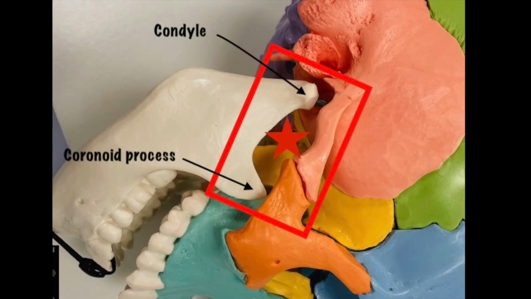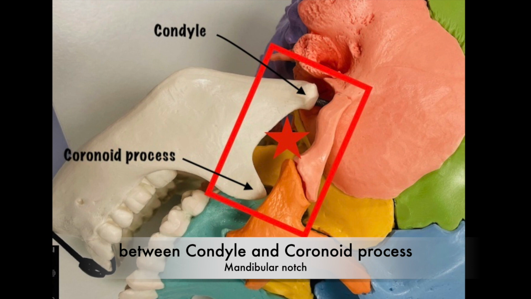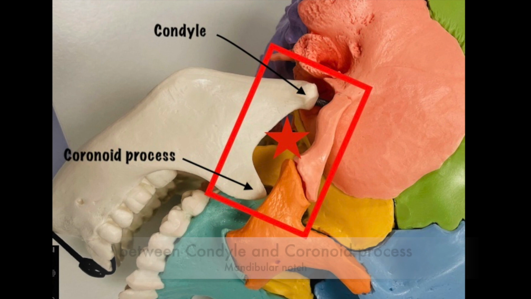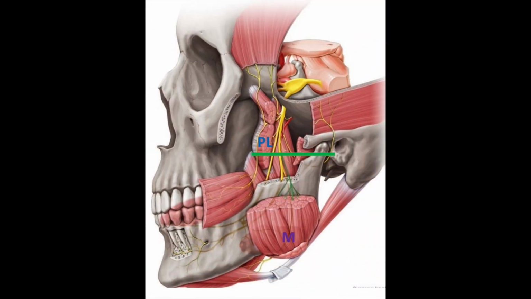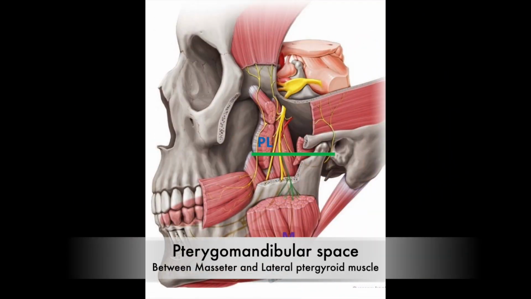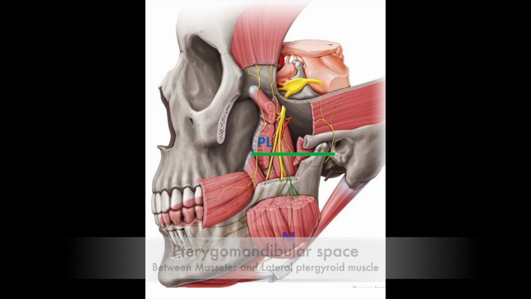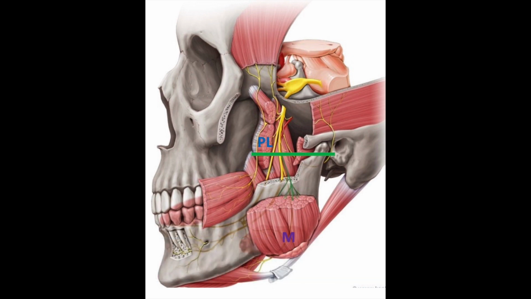The approach to V3 is through the mandibular notch, located between the coronoid process anteriorly and the condyle of the temporomandibular joint posteriorly. The mandibular nerve travels within the pterygomandibular space, which is superficially bordered by the masseter and deepened by the lateral pterygoid muscle, both visible on ultrasound.